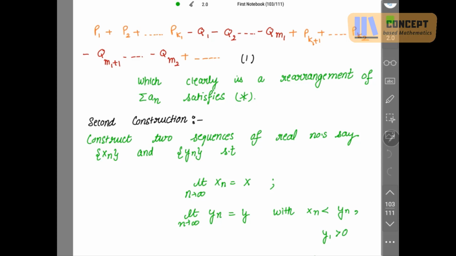Now the second construction. We have to construct two sequences of real numbers, say xn and yn, such that limit n tends to infinity xn equals x, limit n tends to infinity yn equals y, with xn strictly less than yn, where y1 is greater than 0. Because it is also given that we are having the real numbers x and y in the closed interval minus infinity to infinity, where x is less than y. That's why we have constructed these two sequences.